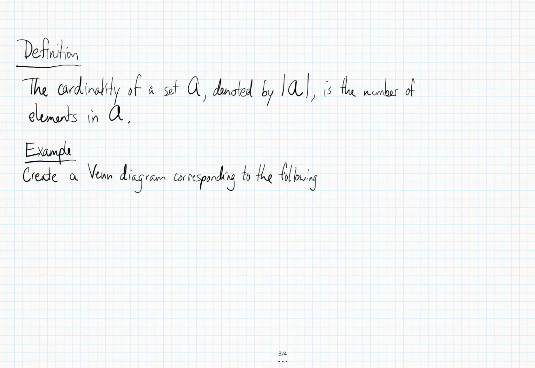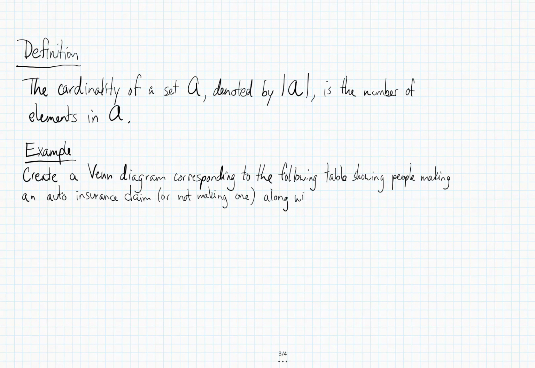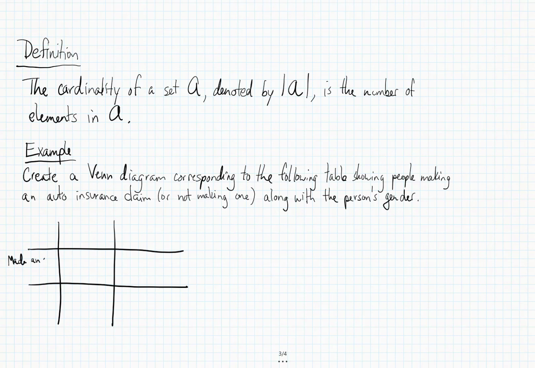Let's create a Venn diagram for the following table, where we're dealing with auto insurance claims, people that make auto insurance claims, along with the gender of the person. We have listed in our little table people that made an auto insurance claim, people that did not make an auto insurance claim, people that are male, people that are female, and then we have those numbers: 57, 42, 172, and 109.